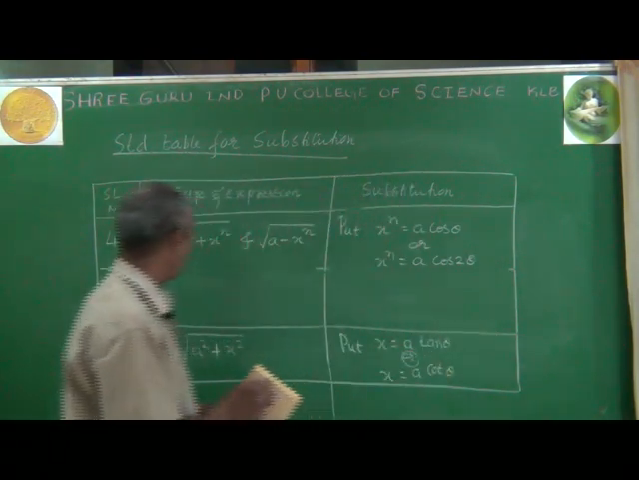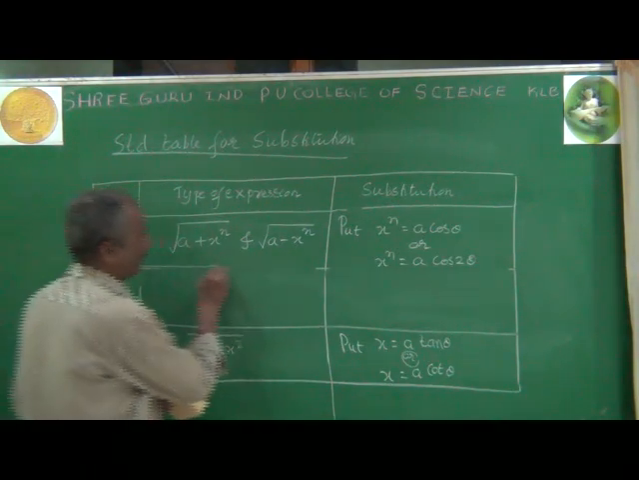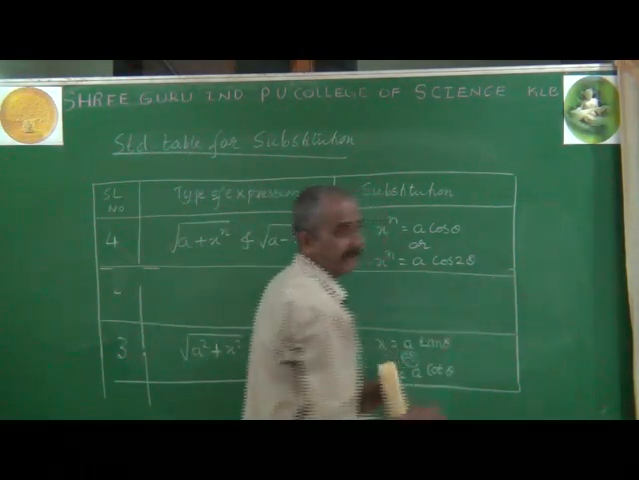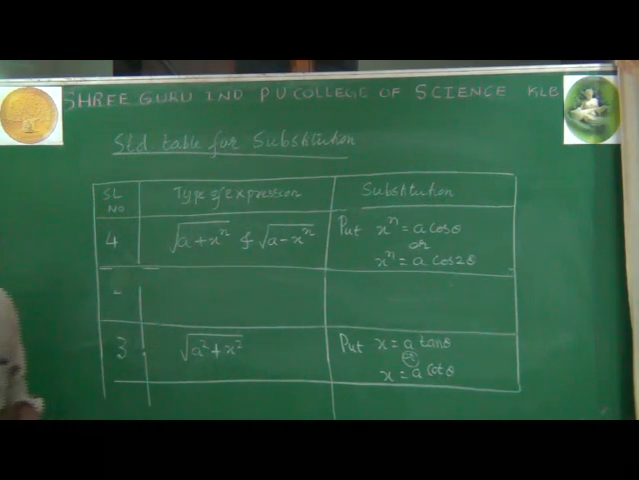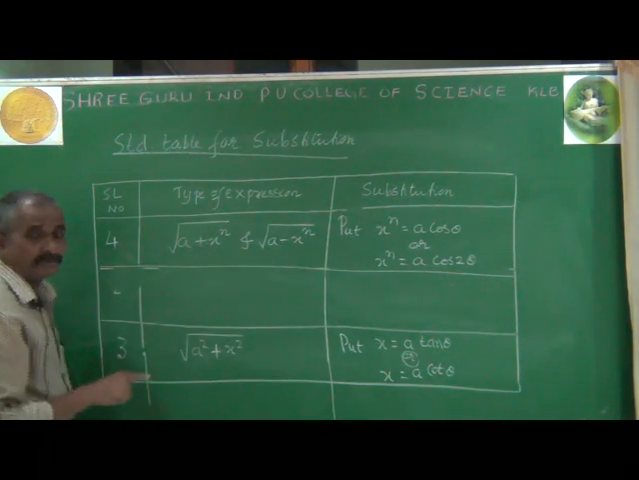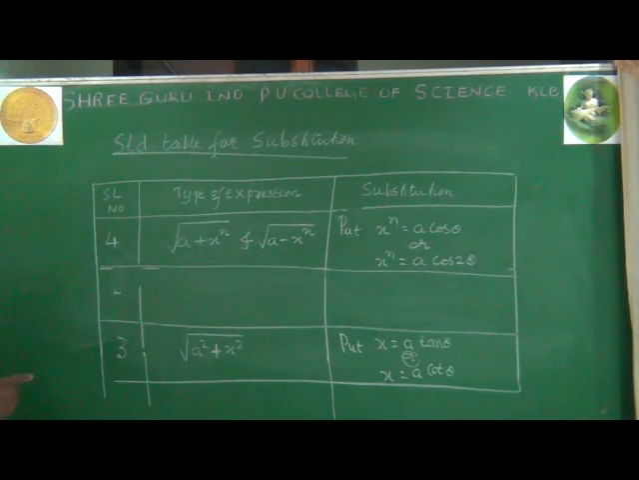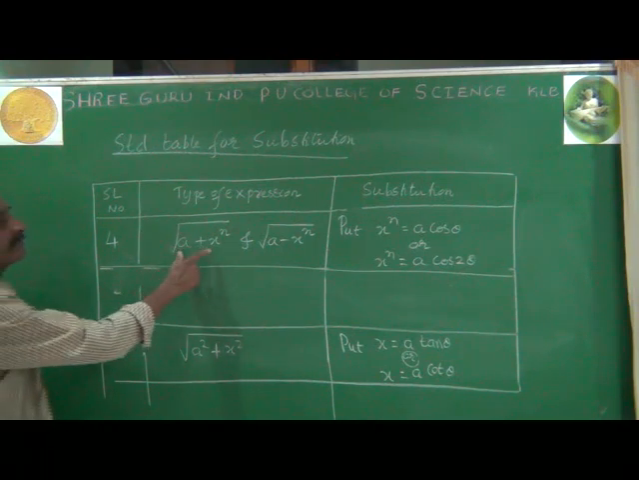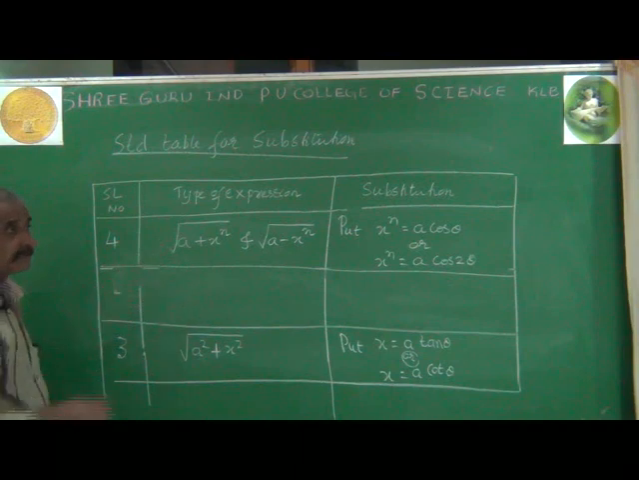And for the fourth one, be aware that you must have the presence of both of these two. There should be a plus x power n as well as a minus x power n. If only one is present, sometimes that substitution may not be fruitful, may not be good. That's why both of these two must be present.